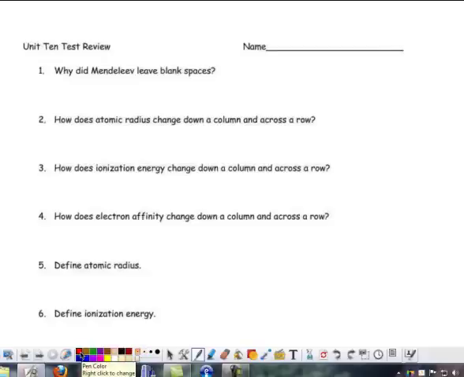Okay, test review. All right, so we're talking about, in Unit 10 here, the trends on the periodic table, being able to look at a periodic table and know some facts about the element, maybe compared to another element. I do have some review questions here. Remember, these are going to be multiple choice. We're going to use our responders to answer all of the questions on the test tomorrow.